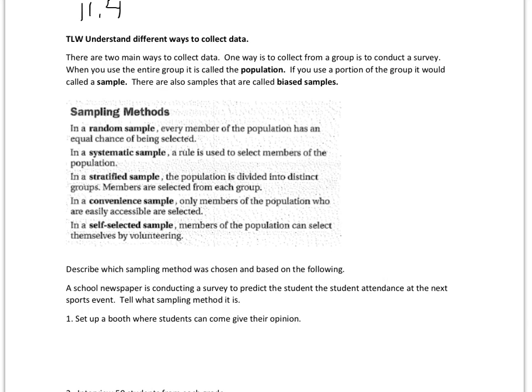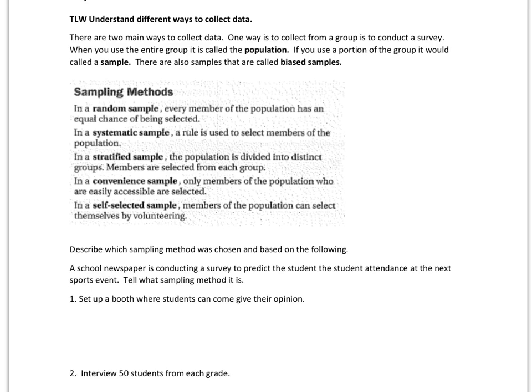A convenience sample: only members of the population who are easily accessible are selected. So if I was doing a student sample for LCS and all I did was my students, is that really a school sample or is that just a 7th, 8th grade sample? In a self-selected sample, members of the population can select themselves by volunteering. So let's take a look at the first question here.